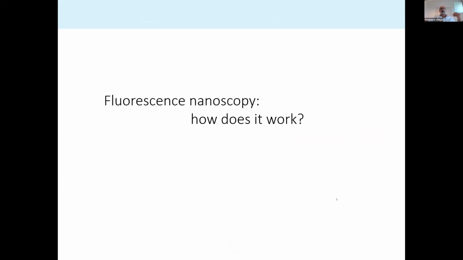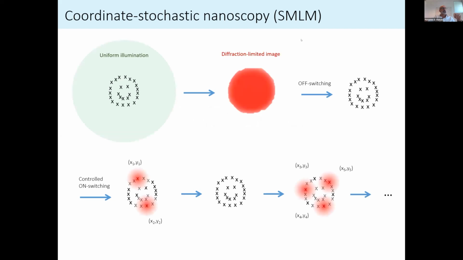Okay, so nowadays there are methods that can reach this regime, and to explain them to you, I first need to go over again very quickly how fluorescence nanoscopy works in general. So you heard in the previous lecture that the main underlying mechanism is the on and off switching of fluorophores. That's the key for fluorescence nanoscopy. In the first family of methods, the coordinate stochastic methods, also called single molecule localization microscopy, SMLM, one uses a uniform illumination. So we illuminate our sample with uniform intensity. There is no information on the illumination in these methods.